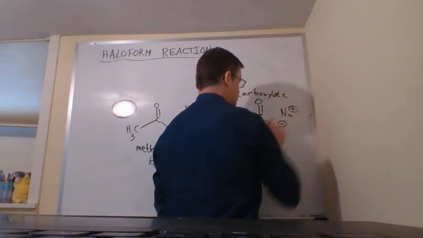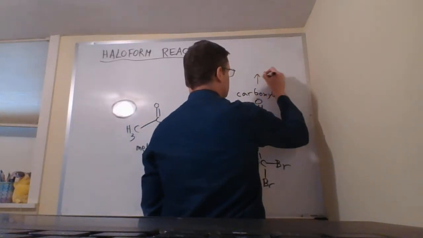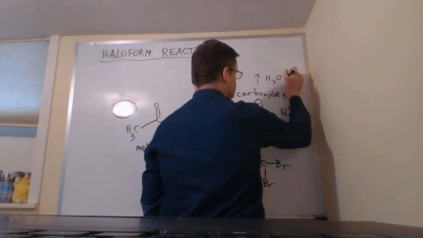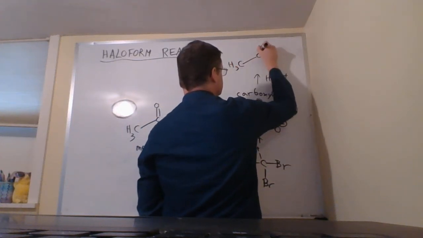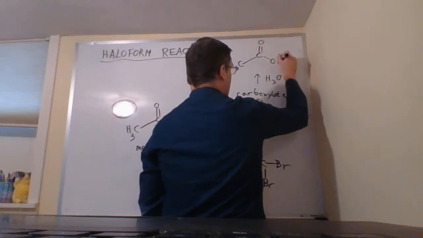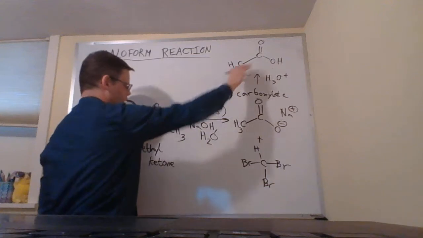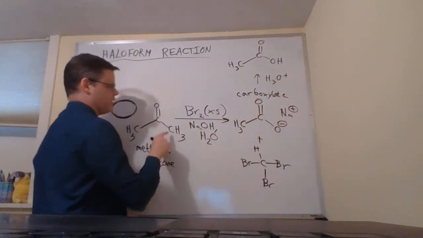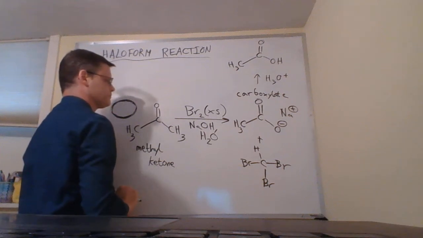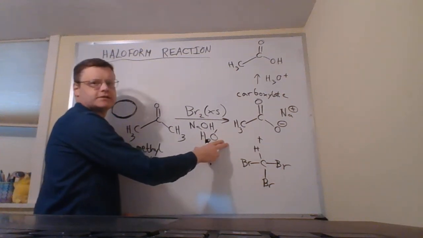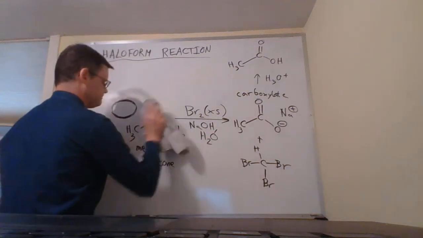Now maybe we would want a carboxylic acid. We could add some acid to this, and then we would get the carboxylic acid. So this gives us a method of taking a ketone to a carboxylic acid, and we're clipping off one carbon. Here we went from 3 to 2 carbons. Okay, but let me break down this reaction, the bromoform or haloform reaction, a little bit.